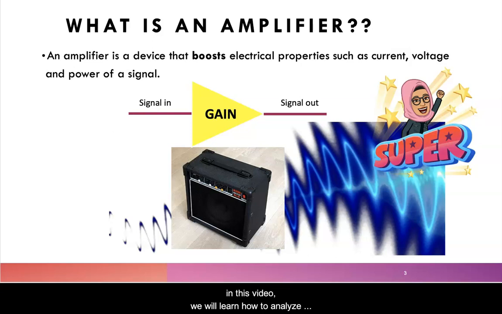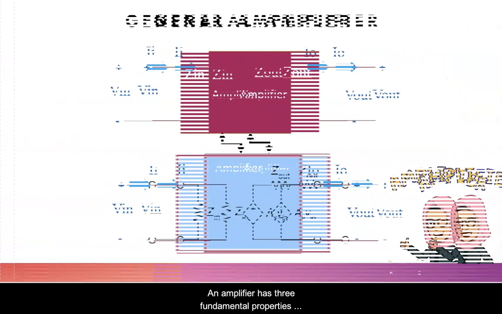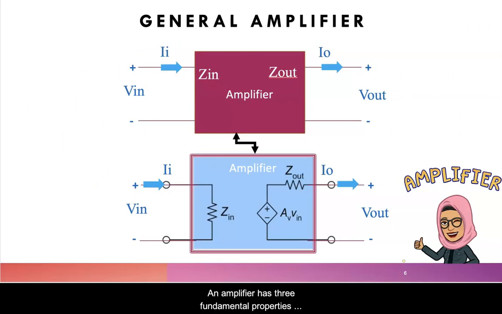In this video, we will learn how to analyze different types of amplifiers. We will discuss how amplifier properties such as gain, input impedance, and output impedance affect an amplifier circuitry. An amplifier has three fundamental properties, namely gain, input impedance, and output impedance. These three properties are combined to form a general amplifier model.